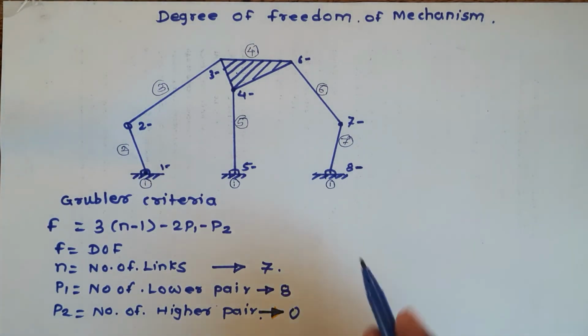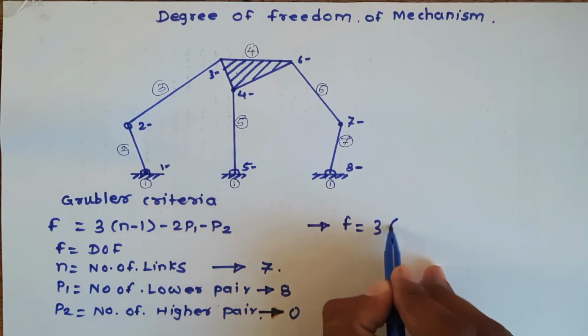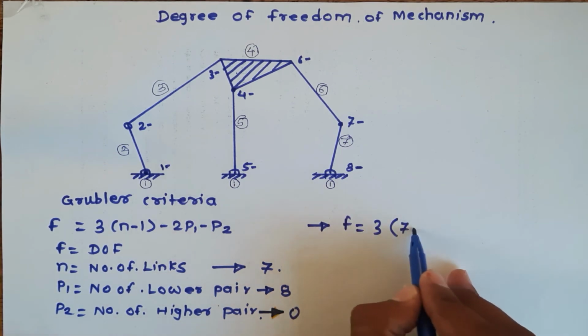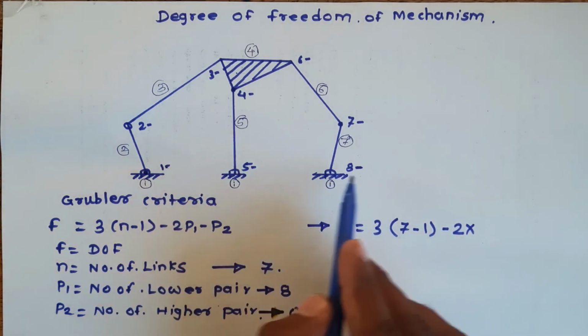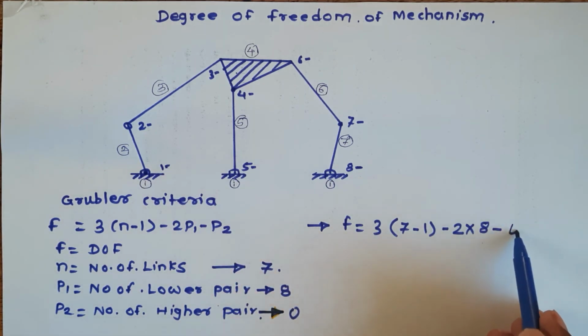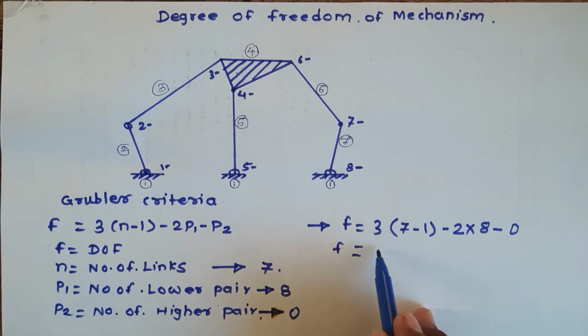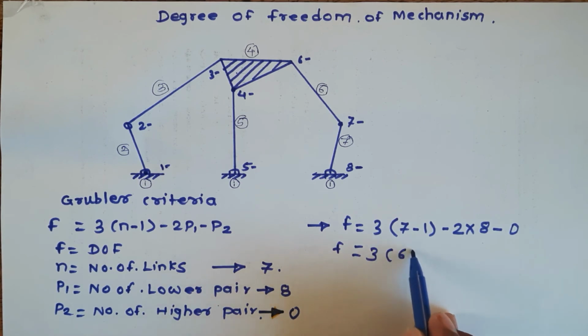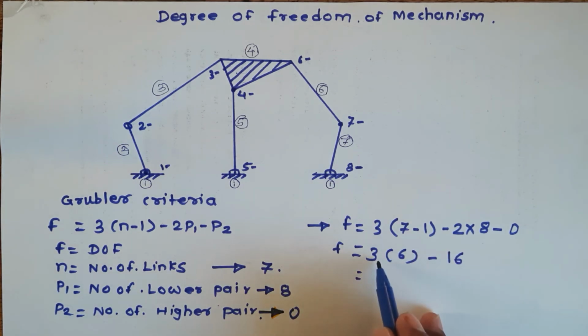So here we will put all values in the Grübler criterion. F is equal to 3 times (number of links 7 minus 1) minus 2 times p1, the number of lower pairs, 8, minus p2, the number of higher pairs, 0. So we put in all values and find the degree of freedom: 3 into 6 minus 2 into 8, that is 18 minus 16. So the degree of freedom of this mechanism will be 2.